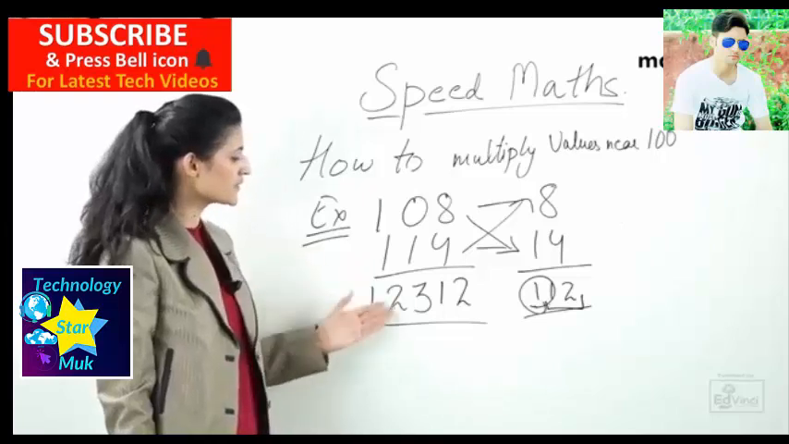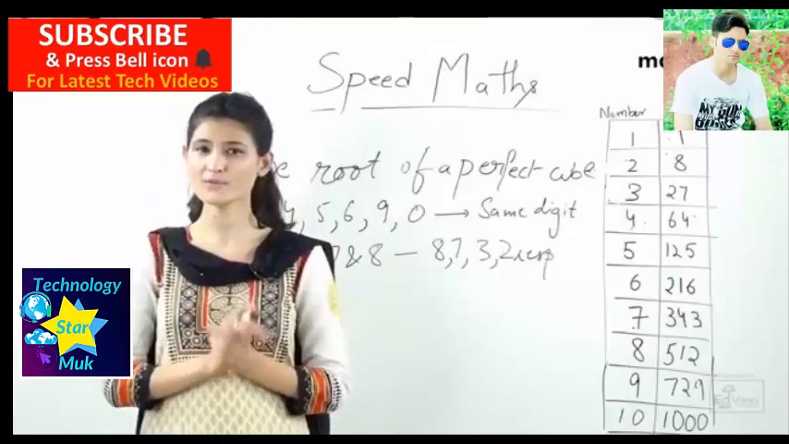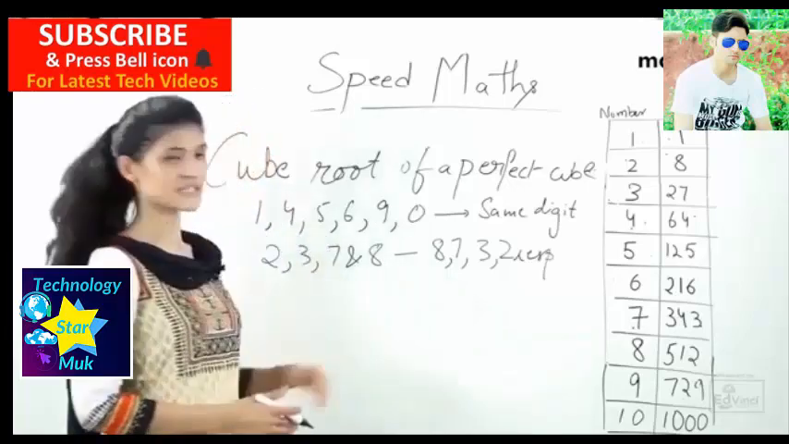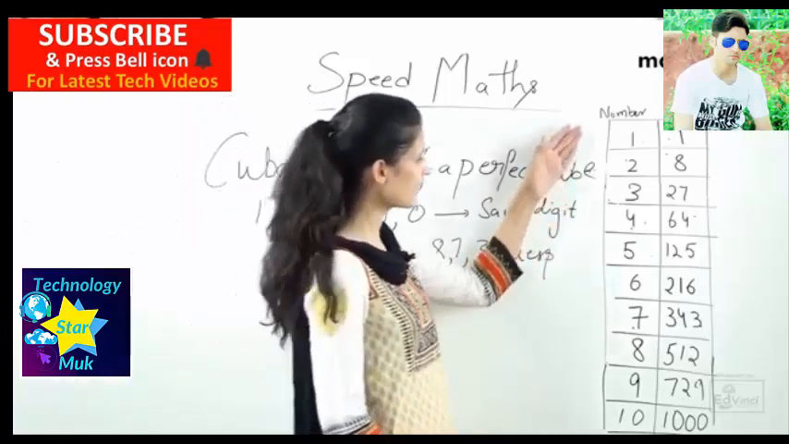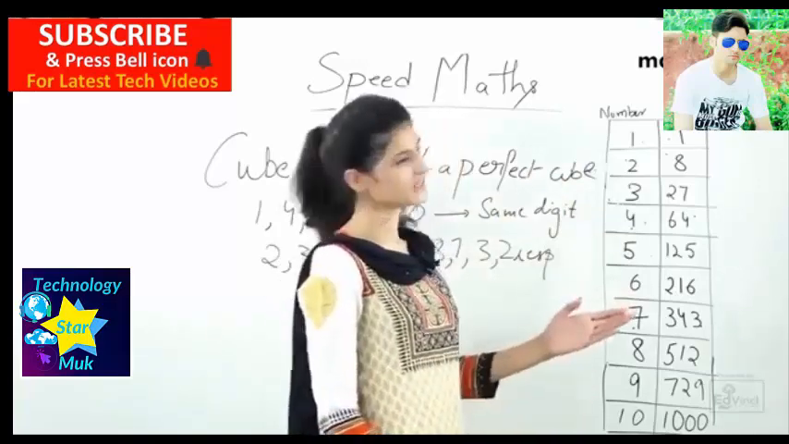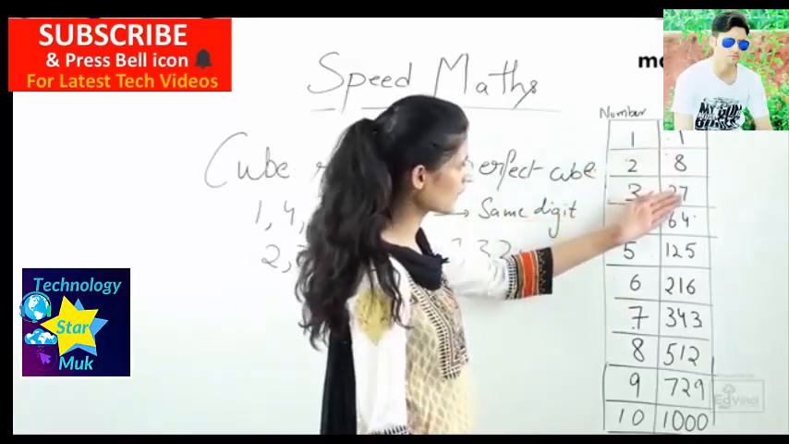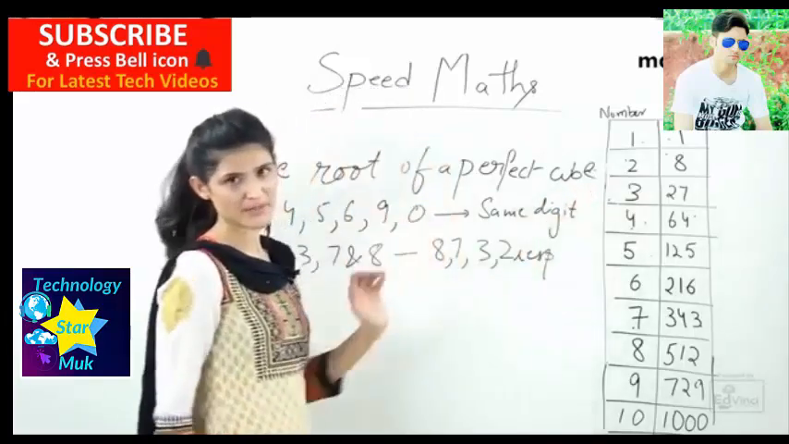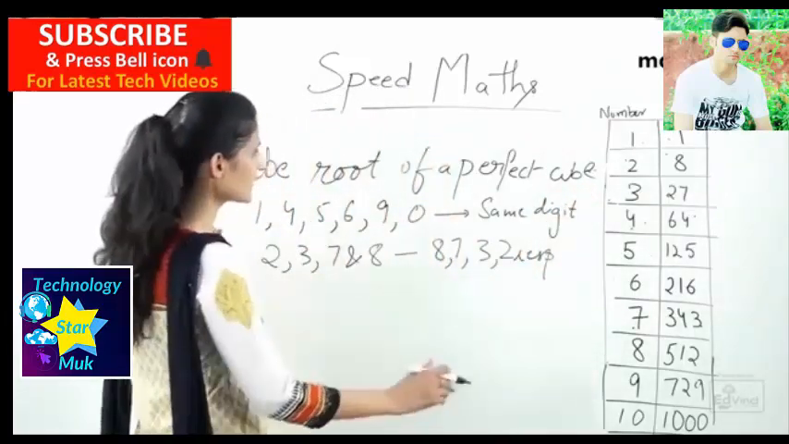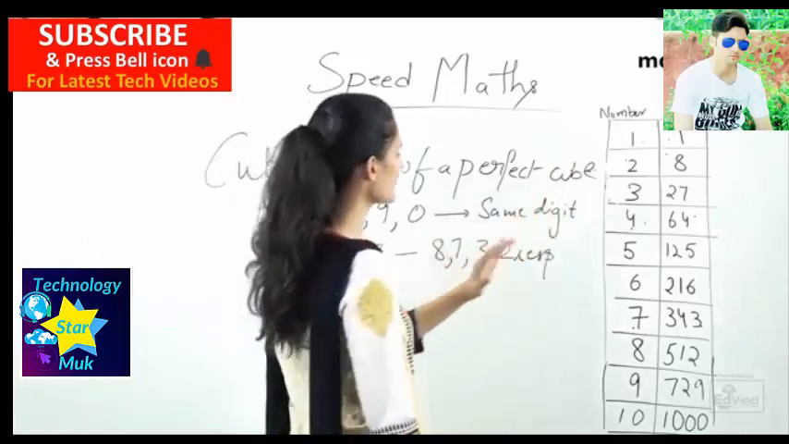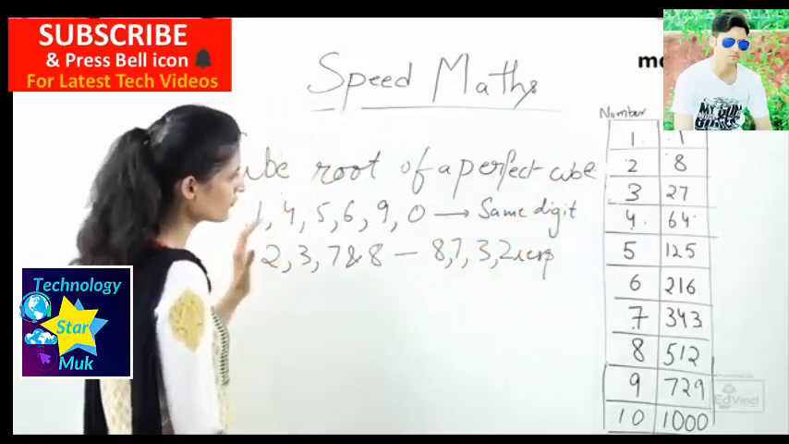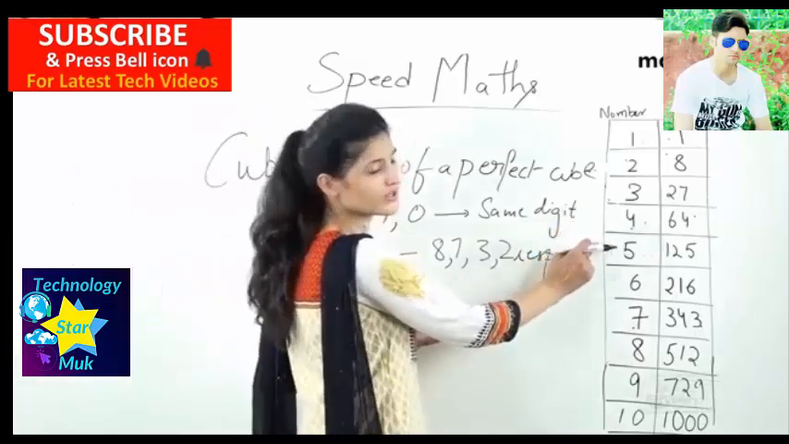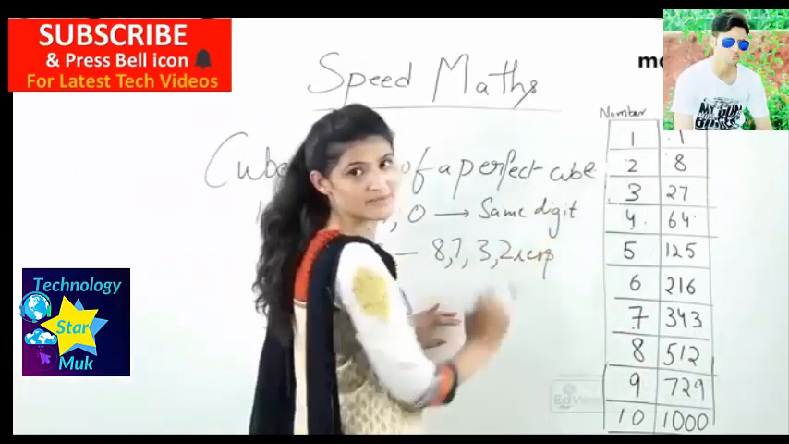Our answer is 12312. How to find cube root of perfect cubes? So I have a table here for you in which we have numbers 1 to 10 and their perfect cubes, like 1, 8, 27 respectively to the numbers. Now, there's one very interesting thing to observe. If the perfect cube is ending with 1, 4, 5, 6, 9 and 0, then the cube root is also ending with the same digit.